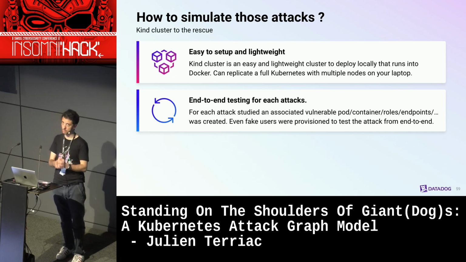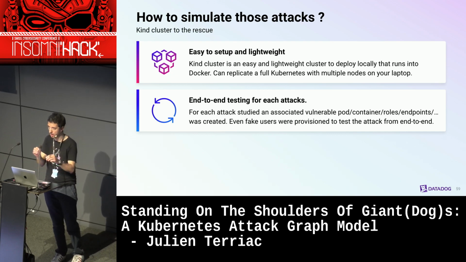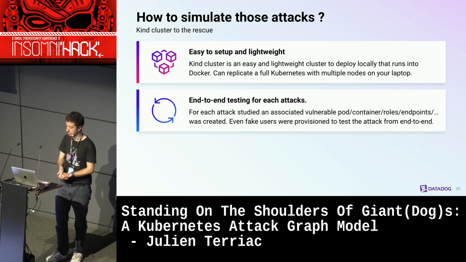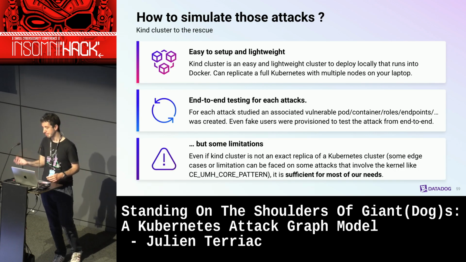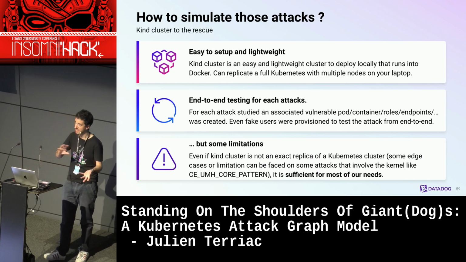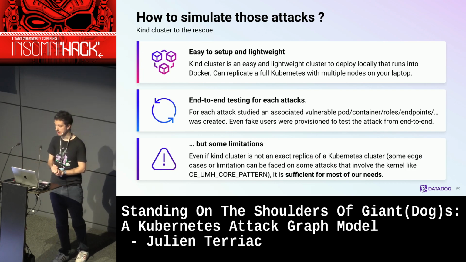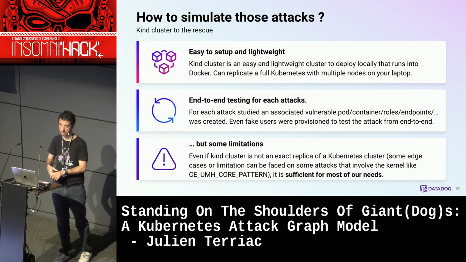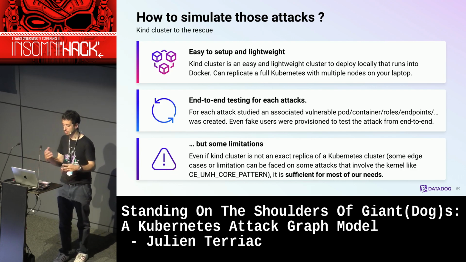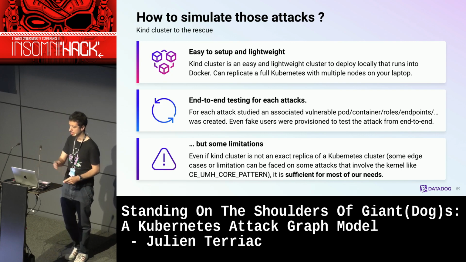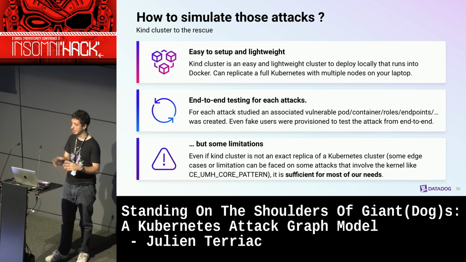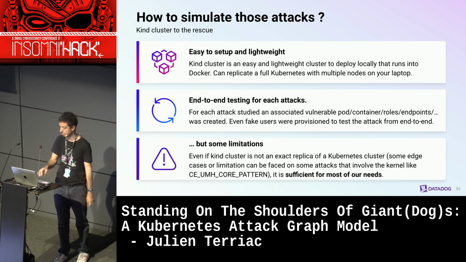Like, let's say end-to-end, we did some real attacks. We went to the container, simulated to see if everything was working. Since it's on Docker, there are some edge cases, especially with the kernel, especially on Mac. So some of the attacks are not working. For instance, the core pattern UMH attack is not working, but it was mostly sufficient for what we were doing.